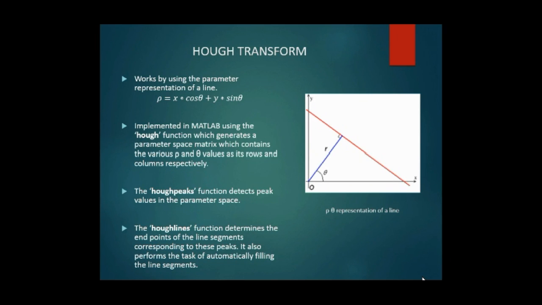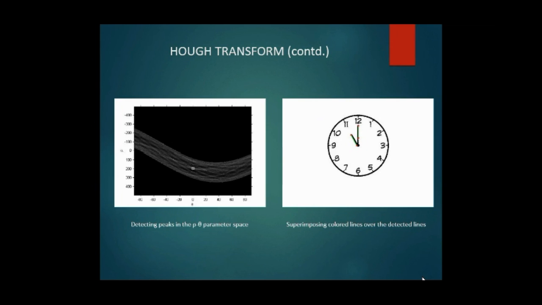The hough function generates a parameter space matrix which contains various rho and theta values as its rows and columns respectively. Now, the peak values in this parameter space matrix, which correspond to potential lines in an image, are located using the houghpeaks function. As you can see on the image on the left-hand side, the small square is representative of a peak in the parameter space, which is a plot of the rho and theta values inherent in the parameter space matrix.